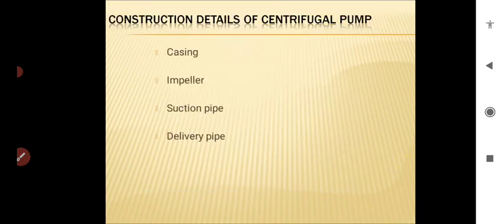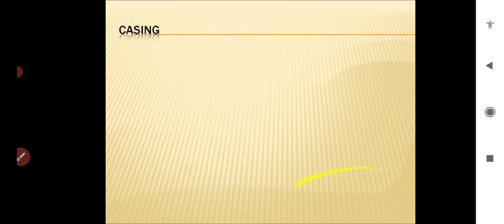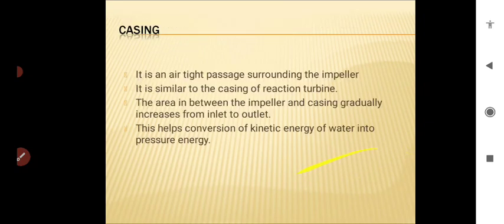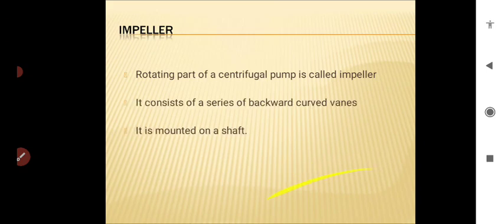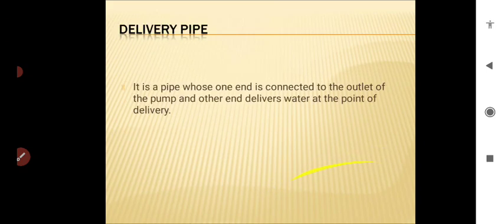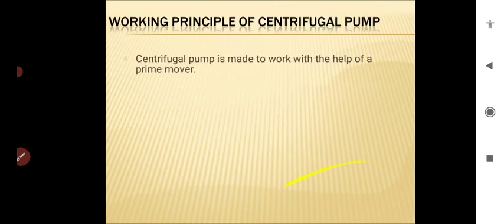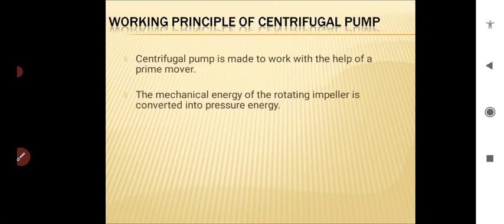Already we discussed the construction details of the centrifugal pump. These are the main parts: casing, impeller, suction pipe, delivery pipe, foot valve and strainer. Already we discussed the casing, impeller, suction pipe, delivery pipe, foot valve, and strainer. And now the working principle of the centrifugal pump.